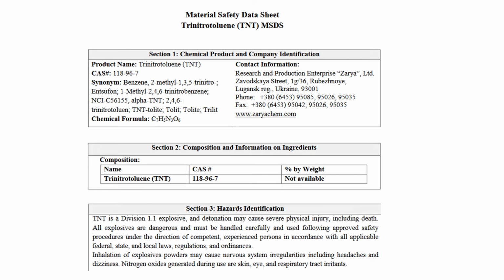SDS or MSDS and TNT. A material safety data sheet, or simply safety data sheet, provides information about the associated hazards of a chemical. The lab must maintain an MSDS or SDS, either a physical hard copy or electronically, for all chemicals used. You have a right to know about the hazards associated with the chemicals in your lab.